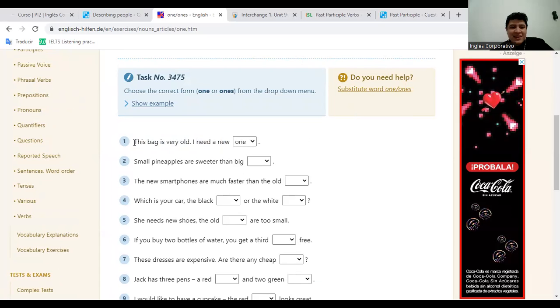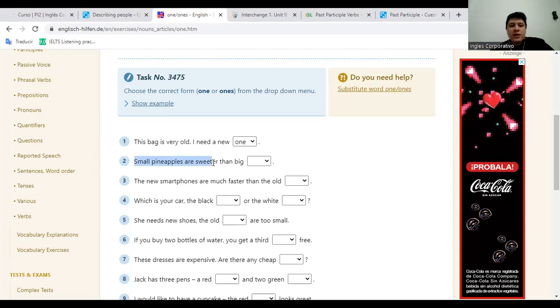Because it's singular. It's singular, exactly. This bag is singular. It's just one, right? Exactly. So guys, cuando decimos, this bag is very old, y digo, I need a new one, one reemplaza la palabra bag, right? Por ejemplo, this bag is very old, I need a new bag, okay? Pero es muy repetitivo, y es por eso que utilizamos one. I need a new one, right?